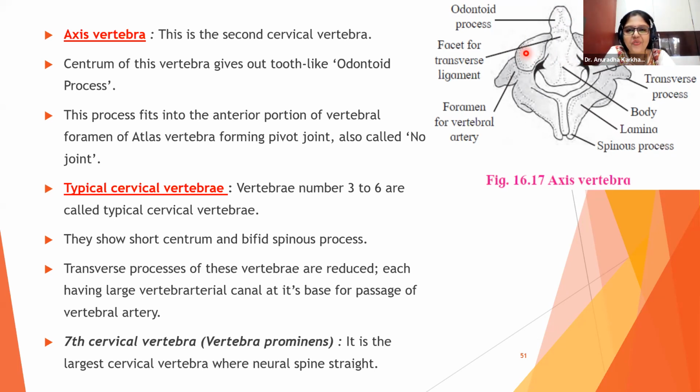So the yes joint is the atlas and the no joint is the axis. Please remember this. And remember that the axis is going to have an odontoid process. Don't forget this. The odontoid process is a tooth-like process. That's it. Any difficulty in understanding these?